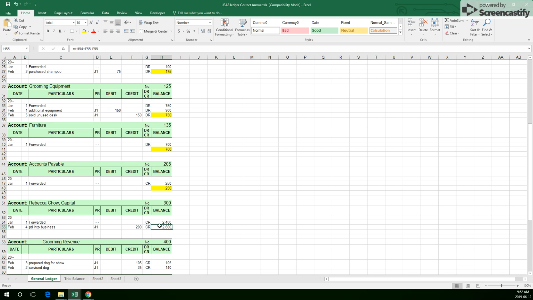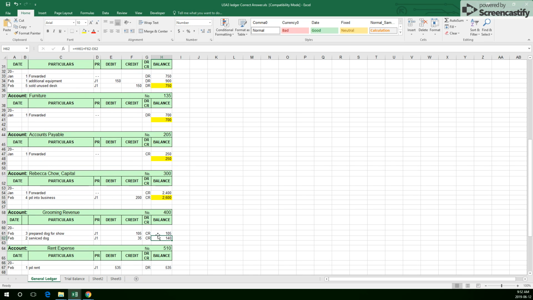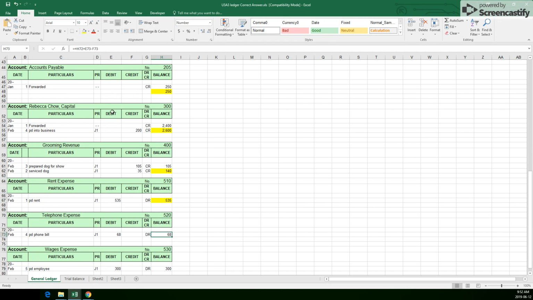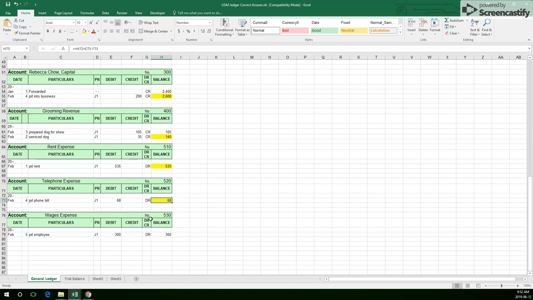And then these numbers have to be transferred to the trial balance to see if your ledger balances. Is your accounting equation still in balance? Assets equal liabilities plus equity. That's the whole point, and that's what this accounting is all about. So I'm just highlighting the balances here. Just stick with me for a minute.